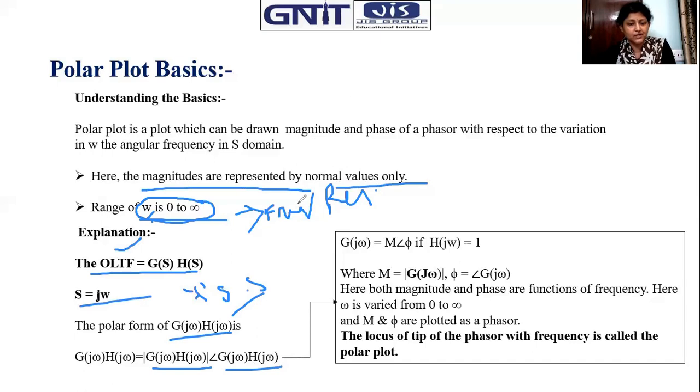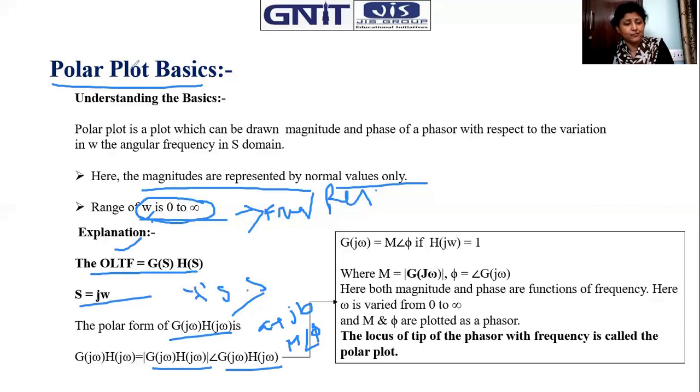So the rectangular representation A plus jB will be transformed into the polar form, magnitude and phase. Both depend on omega, and what is the range of omega we have suggested? 0 to infinity for the polar plot. For different kinds of plotting, we will gradually come to them in my next lectures. There are different kinds of plots available in frequency response analysis.